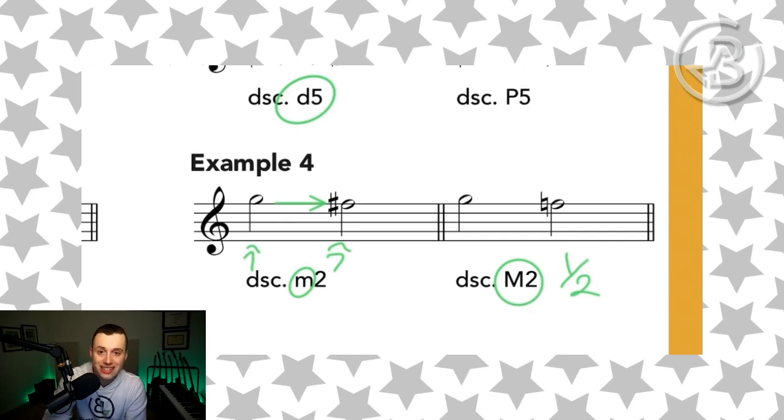Hopefully some of these tips and tricks are going to help you start to make connections when you see intervals where you know one of the notes, you know the highest note for a descending interval, and you know the lowest note for an ascending interval, but you don't know the other note. I'll see you in the next lesson.